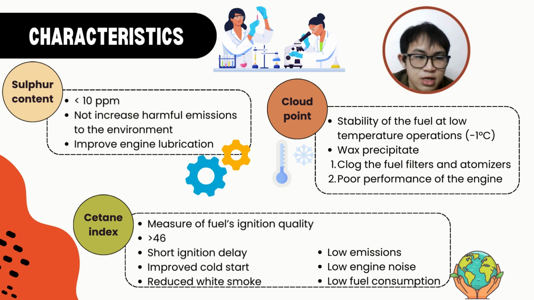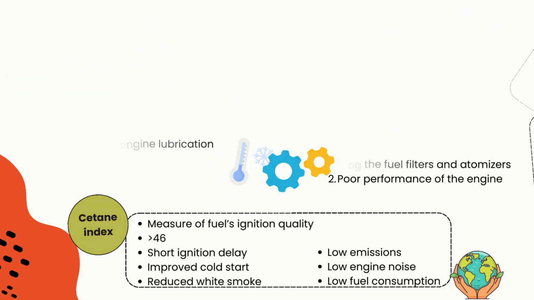And the last one is the cetane index. It is a measure of the fuel's ignition quality. For diesel Euro 5, the cetane index is at a minimum of 46. The higher the cetane number, the more it benefits in short ignition delay, improved cold start, reduced white smoke during startup, low emissions, low engine noise, and low fuel consumption.